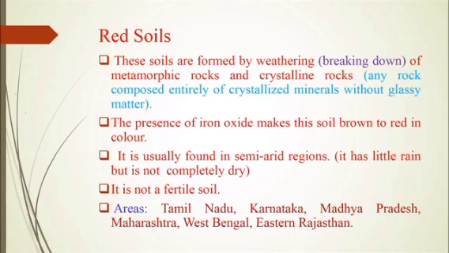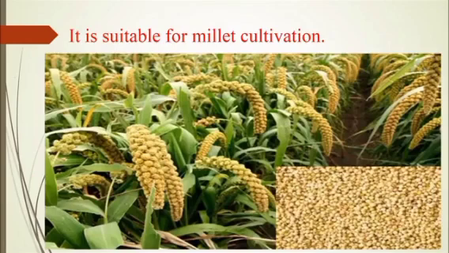Now let's see the areas where red soils are present: Tamil Nadu, Karnataka, Madhya Pradesh, Maharashtra, West Bengal, Eastern Rajasthan. It is suitable for millet cultivation. So red soil is suitable for millet cultivation. Here we can see the picture of millet cultivation.